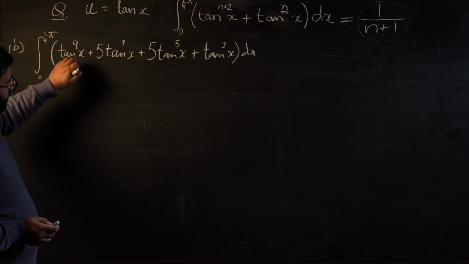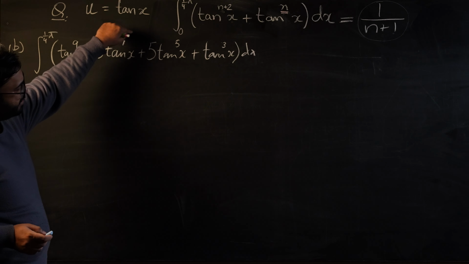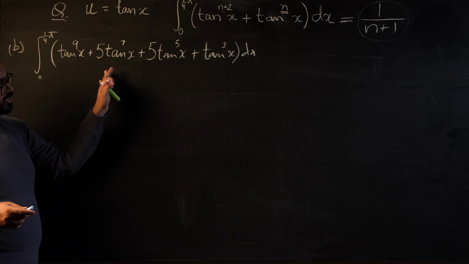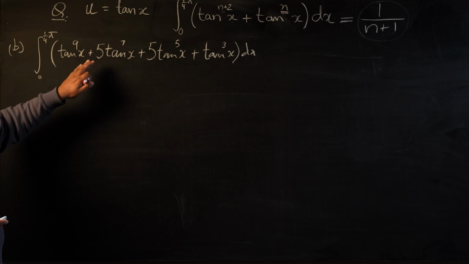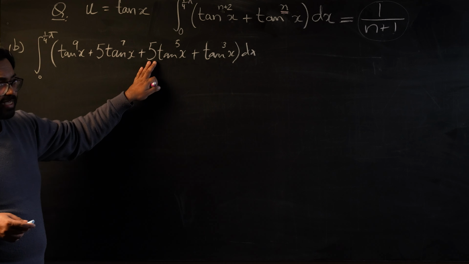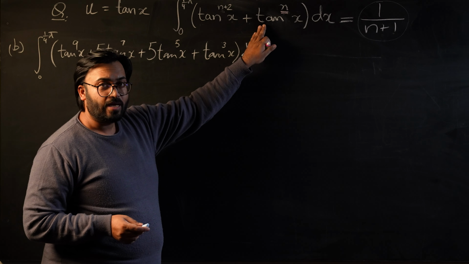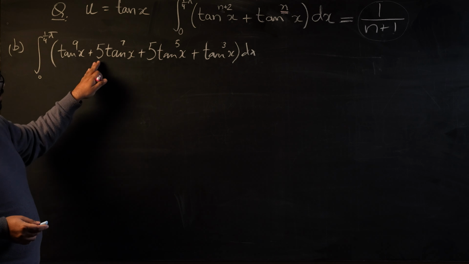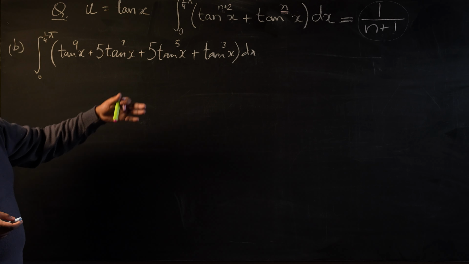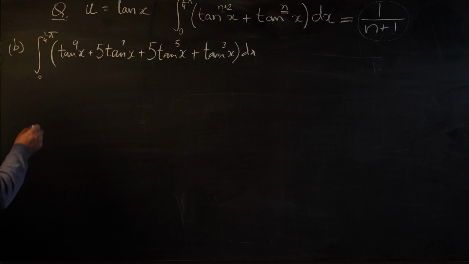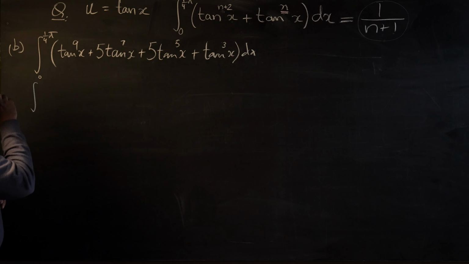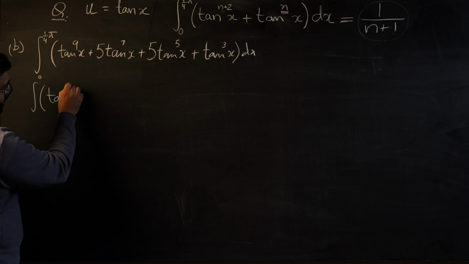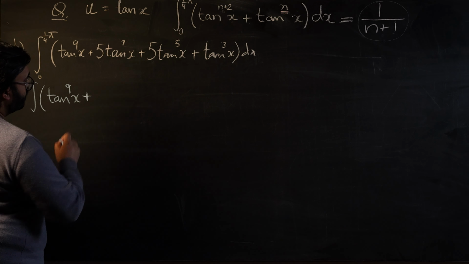And we can see there is some similarity. We have 9, we have 7, we have 5, we have 3. We have powers with a difference of 2. So we are somewhere nearby, but not exactly. These 5s are a bit distracting because as we can see, there are no coefficients behind the tan terms in the first expression, but there is 5 over here. So let me show you the counterintuitive step and then we'll take it from there. So I'm going to break it down like this. It will be tan to the power of 9x plus.